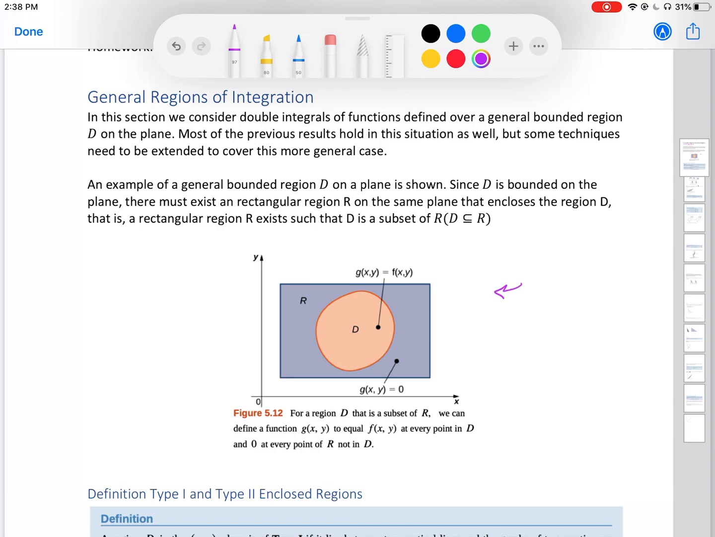That's your picture here. Since D is bounded on the plane, there must exist a rectangular region R on the same plane that encloses the region D. That is, a rectangular region R exists such that D is a subset. And that's all we're saying. That notation is just that D is a subset of R. It's contained within R.